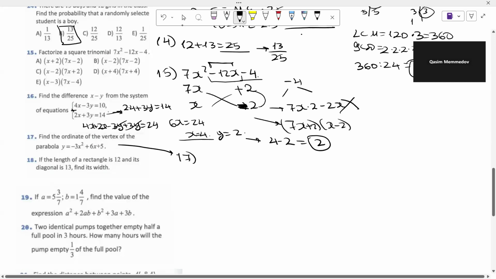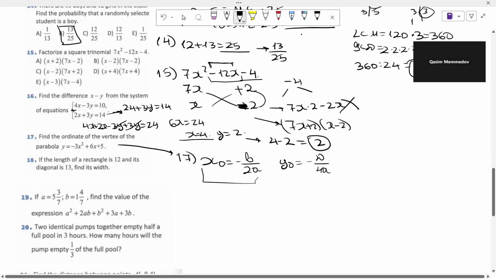Okay, let's continue with 17. It says find the ordinate of the vertex of the parabola. Firstly, note that the abscissa of the vertex equals negative b divided by 2a, and the ordinate of the vertex equals negative discriminant divided by 4a. I recommend for finding the ordinate of the vertex: firstly find the abscissa of the vertex, then replace the x with your answer and find the ordinate of the vertex. Let me explain, because it's easier to find x.